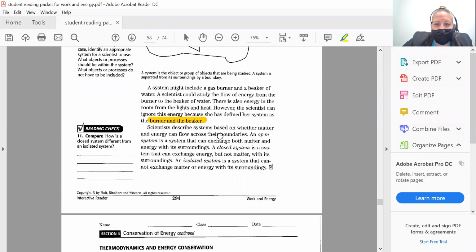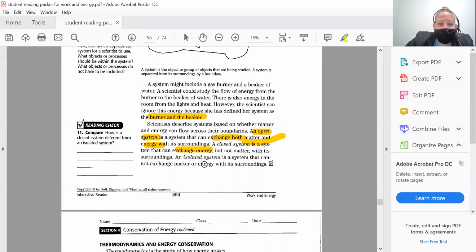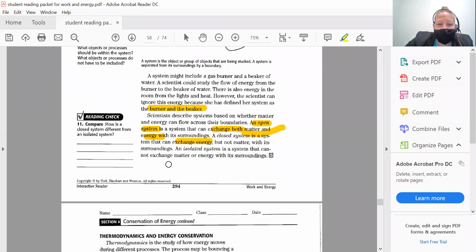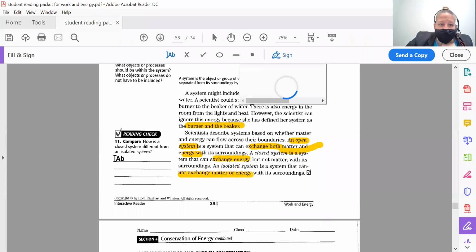Scientists describe systems based on whether matter and energy can flow across their boundaries. An open system is a system that can exchange both matter and energy. Okay, so an open system can exchange both matter and energy with its surroundings. A closed system is a system that can exchange energy but not matter. It cannot exchange matter with its surroundings. And an isolated system is a system that cannot exchange either matter or energy with its surroundings. Okay, so how is a closed system different than an isolated system?